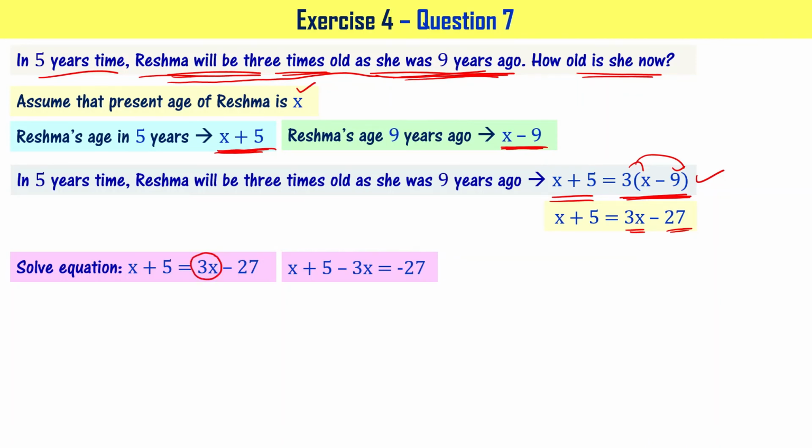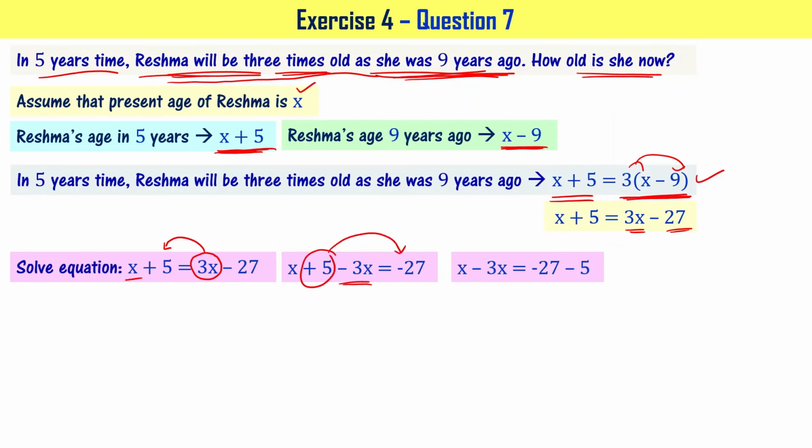Meaning you can transpose x or 3x because I want to get all the variable terms to one side and constant terms to the other side, right? That's why I'm transposing this plus 3x to the other side. When I do that, it becomes minus 3x, right? Now let me transpose plus 5 to the other side so that it becomes minus 5, right?